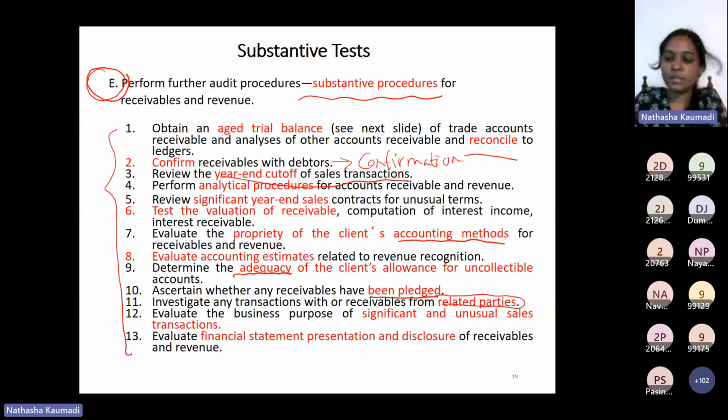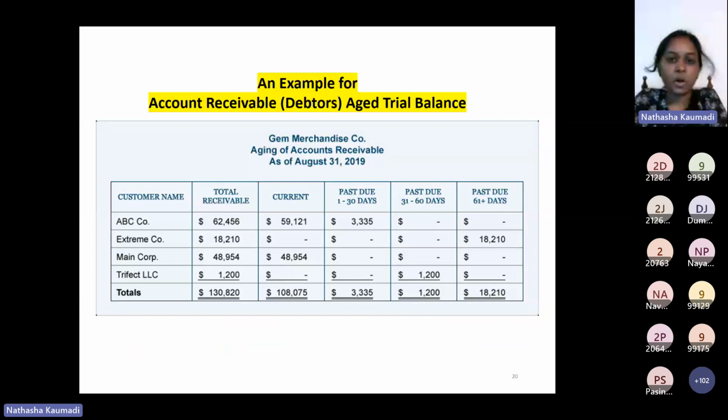This is an example for the aged analysis. You call it aged trial balance. How are you going to draw this? Now in this organization, these are the customers: ABC, Extreme, Main, Trifect. These customers are there. And then the total receivable balance up to 31st December 2019. Up to this date, what are the balances? You can easily take it from the system. What are the debtor balances?